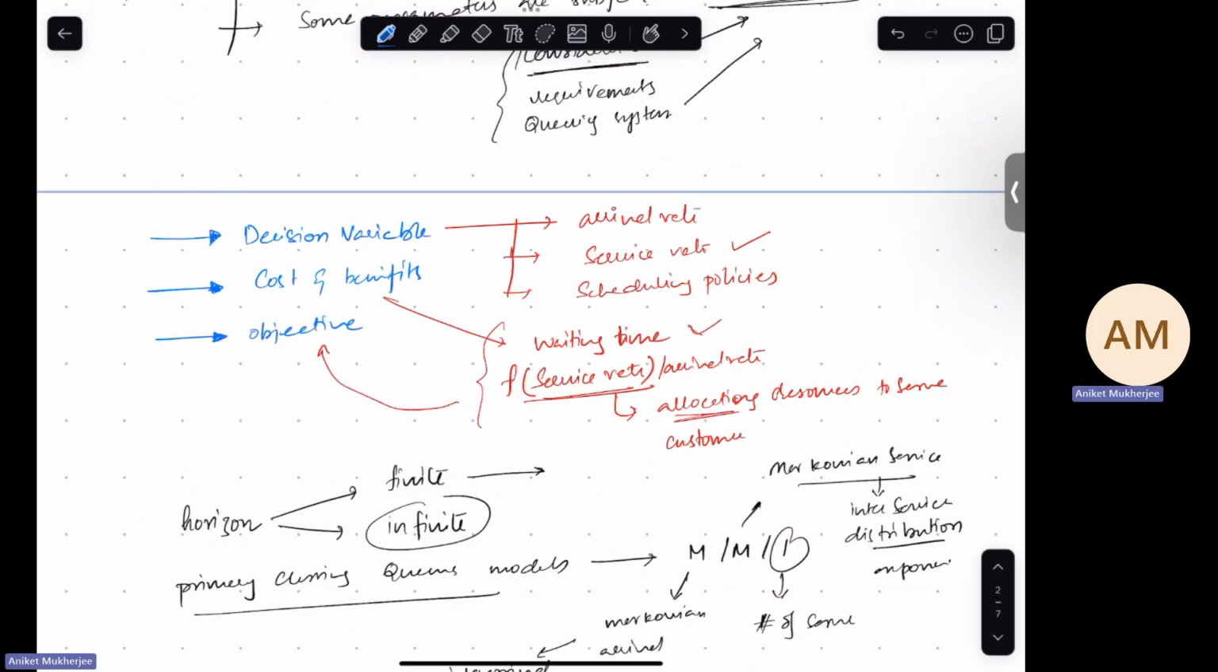Basically, there are three things you can define these parameters as. One is your decision variable. One is your cost function, and then the objective that you are trying to achieve. Your decision variables could be your arrival rates, service rates, or both. Or you could try to find the optimal scheduling policy, because any scheduling policy also affects the performance of the queue, right?